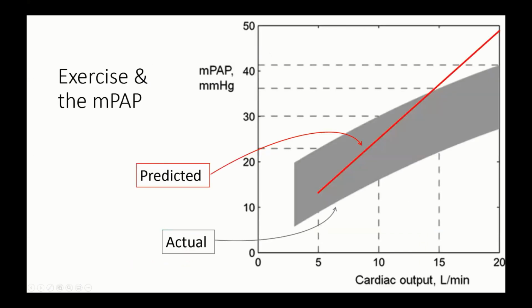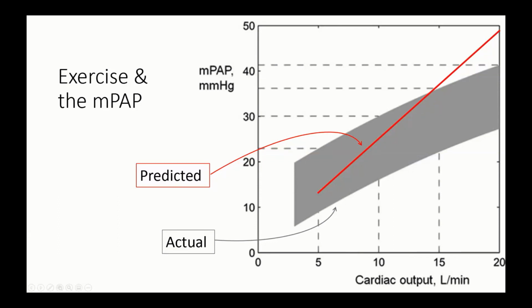So in someone who is exercising and has an increase in cardiac output, and I'm saying this quite a couple of times already. If you imagine someone who has a cardiac output of 5 liters and a mean PA pressure of about 12 or 13, the line of identity here, which is the red line, which is the predicted pulmonary artery pressure increase with increased cardiac output, is not what actually happens.